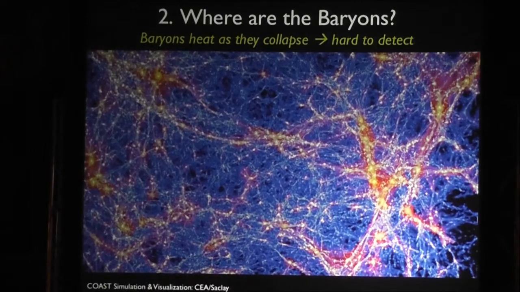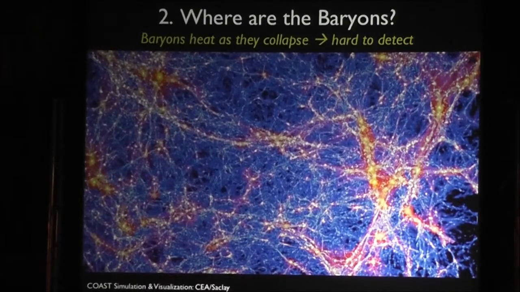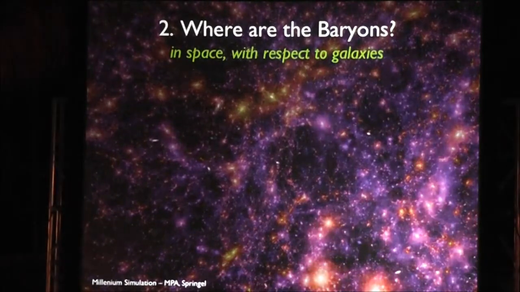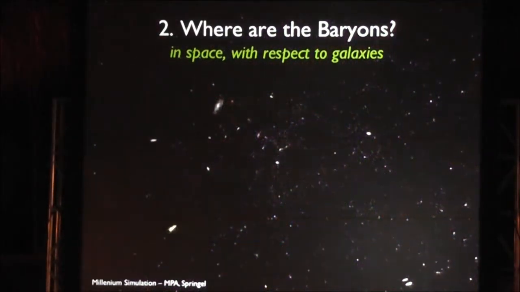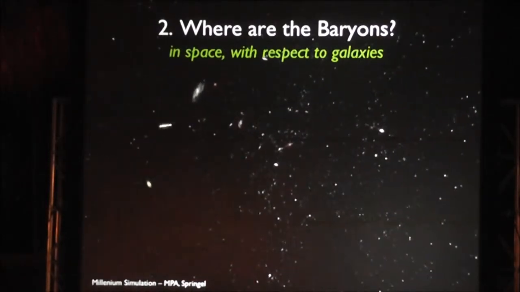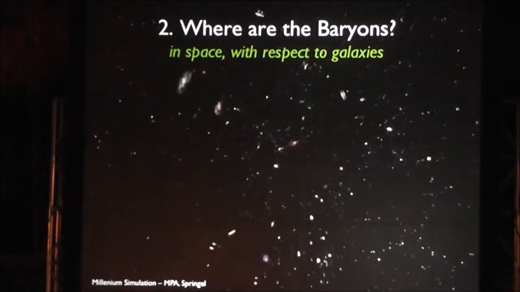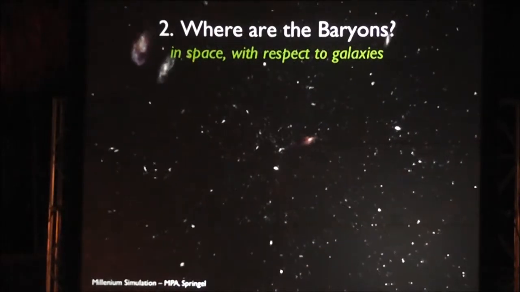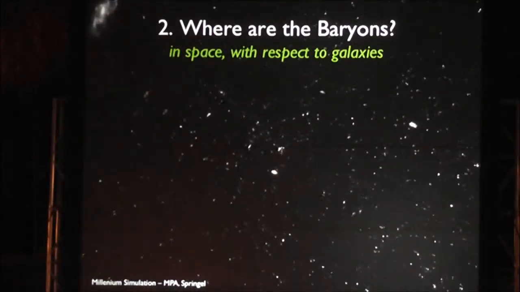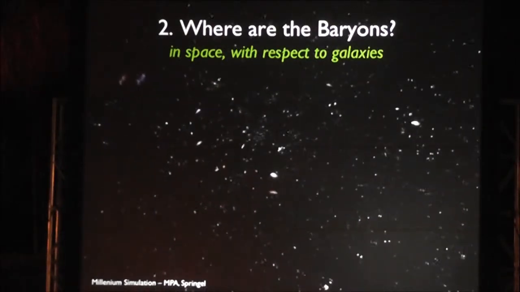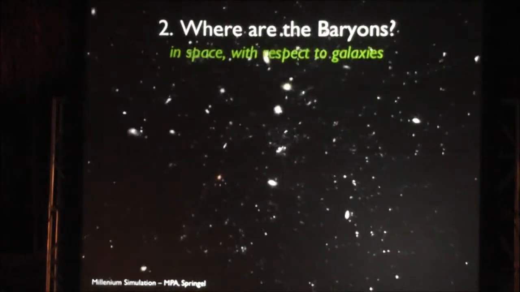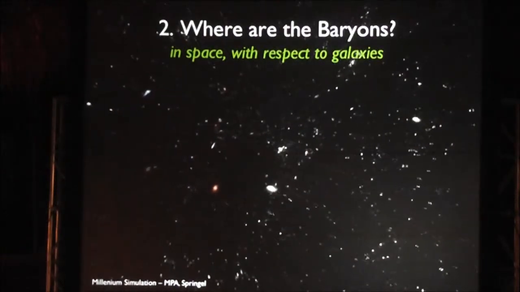Now, the second question about where the baryons are is, where are they in space? This is a simulation that shows where the dark matter is and then where the galaxies are with respect to the dark matter. It's going to show just the galaxies, and then it's going to come back and show the dark matter. We believe that the IGM is basically following the dark matter because the baryons are told what to do by the dark matter. The dark matter says collapse, the baryons collapse. What they do after they collapse is more complicated.